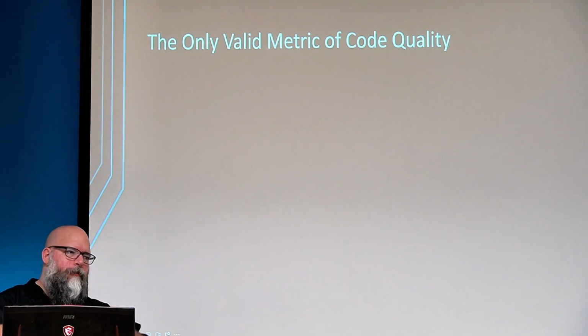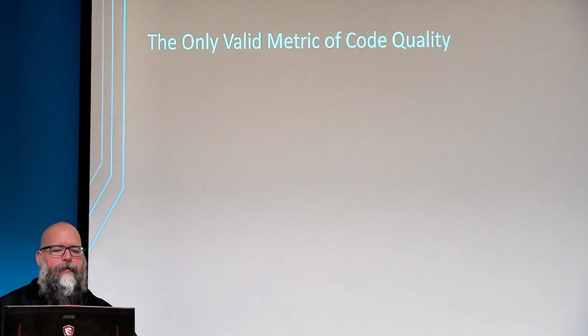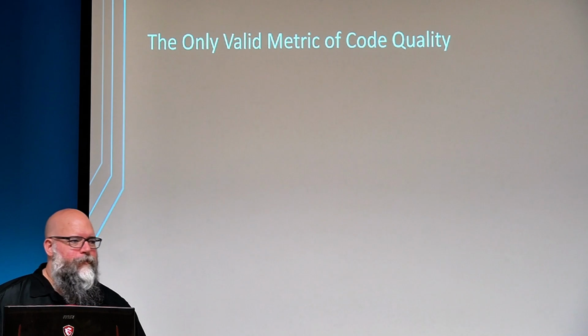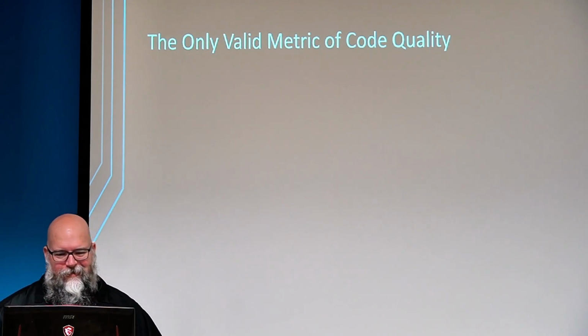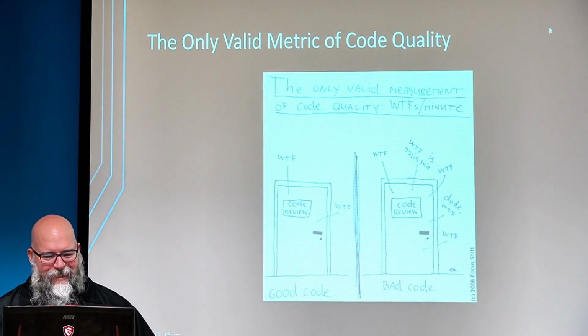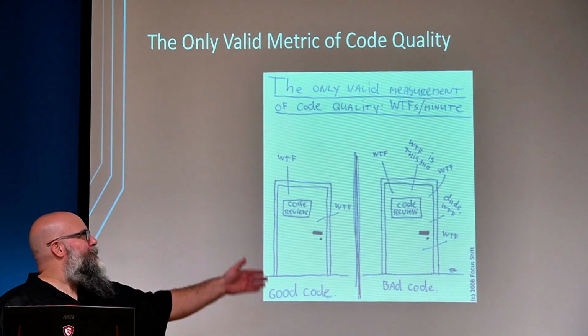So now we're winding down here. Does anybody know the only valid metric of code quality? Okay? It is WTFs per minute.